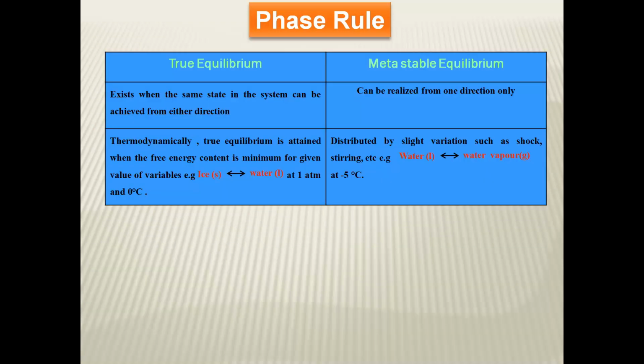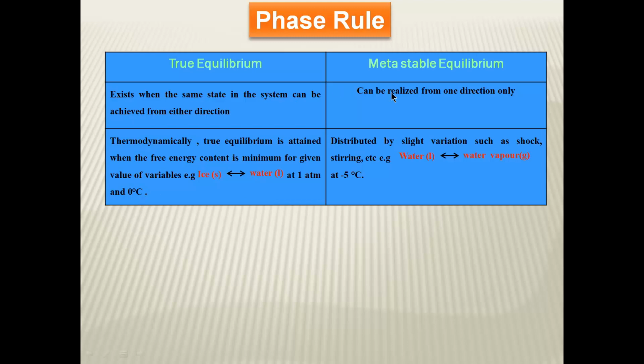Now, it is very important to understand the difference between true equilibrium and metastable equilibrium. True equilibrium you have been studying in your lower classes also. True equilibrium exists when the same state in the system can be achieved from either direction. That if you have an equilibrium between solid ice and water, or between solid ice and water vapor, you can achieve it from either direction. In context of thermodynamics, true equilibrium is attained when the free energy content is minimum for given value of variables. For example, for this system at 1 atmosphere and 0 degree centigrade.